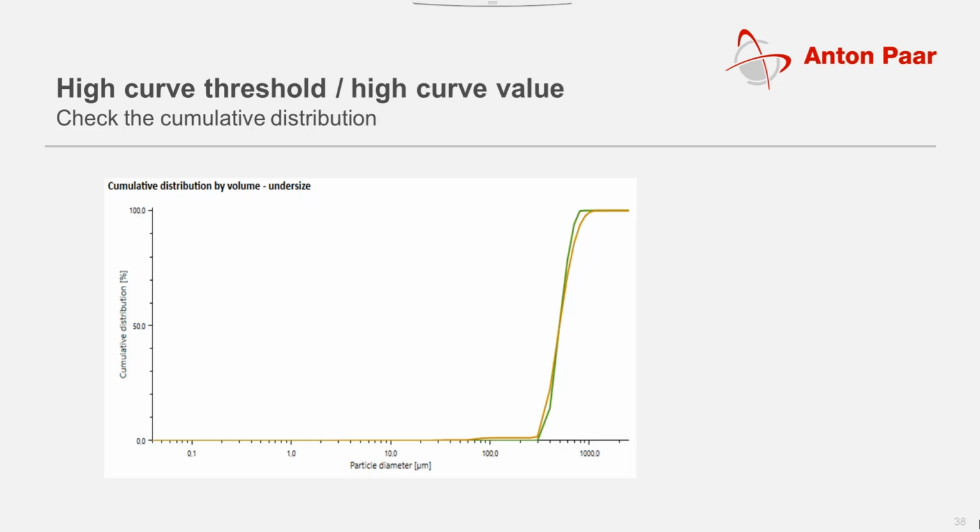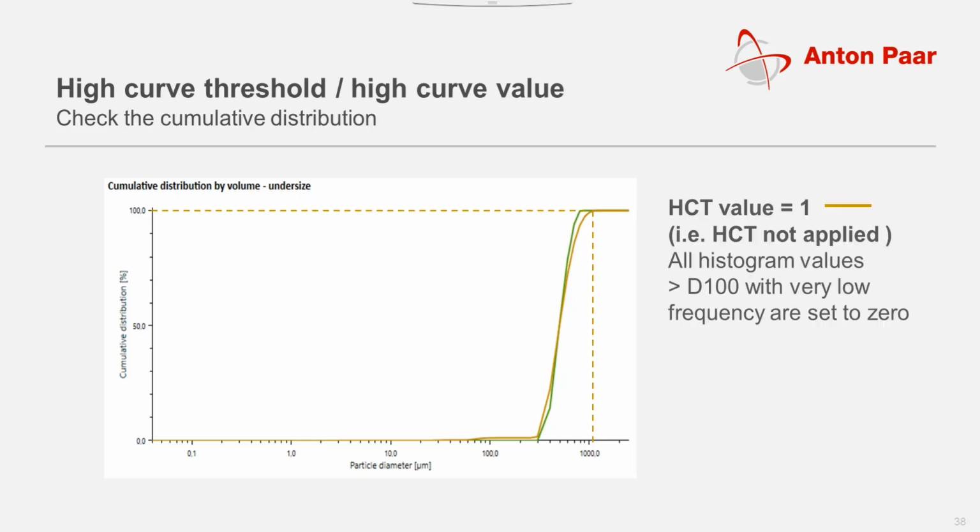In the following slide, 2 exemplary cumulative distributions are displayed. By using the ICOV threshold value of 1, we ask the software to set to 0 all histogram values above D100 for which the frequency signal is very low. This means that the fines above 100% are not considered, but actually the maximum limit in the cumulative is exactly 100%. Therefore, in this case, no ICOV threshold is applied along the yellow distribution.